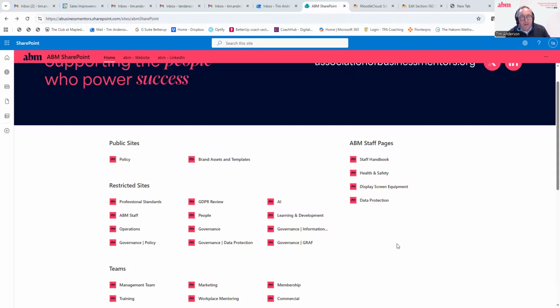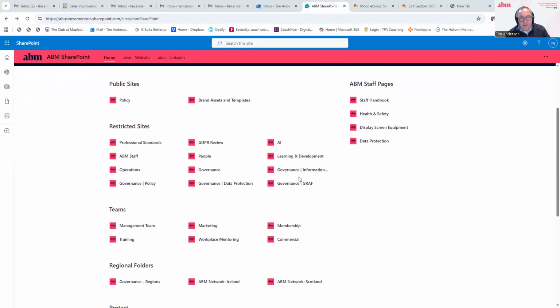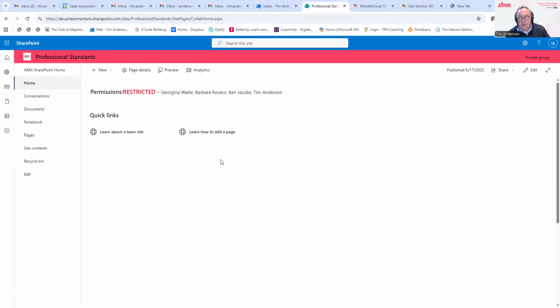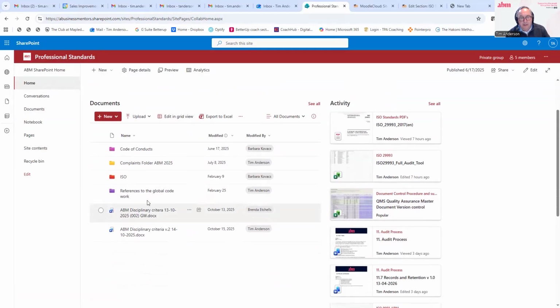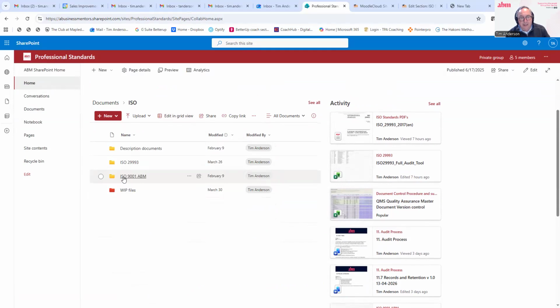So here I am. This is the ABM SharePoint site, and you should all have access to this, and you should all have access or will have access to part of the professional standards area. So if I click on this, what you should be able to see then is this coming into this section here, and then into here where we've got the ISO documentation. I've got copies of the description documents. I've got some stuff on the 29993 when we get into that. And this is the ISO 9001 ABM area.